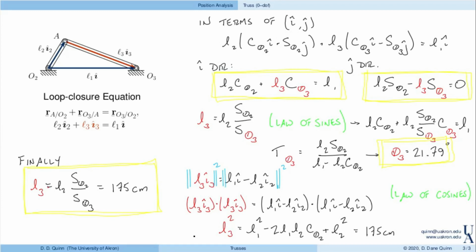So that's it for now. This is our first mechanism, but the procedure that we went through here is the procedure that we'll go through for all of the rest of the problems. We'll identify loop closure equations, define directions and vectors and coordinates, and then go through and solve the resulting kinematic equations. So even though it's relatively simple, it still encompasses a lot of what we end up doing for all the problems in this class. That's it.